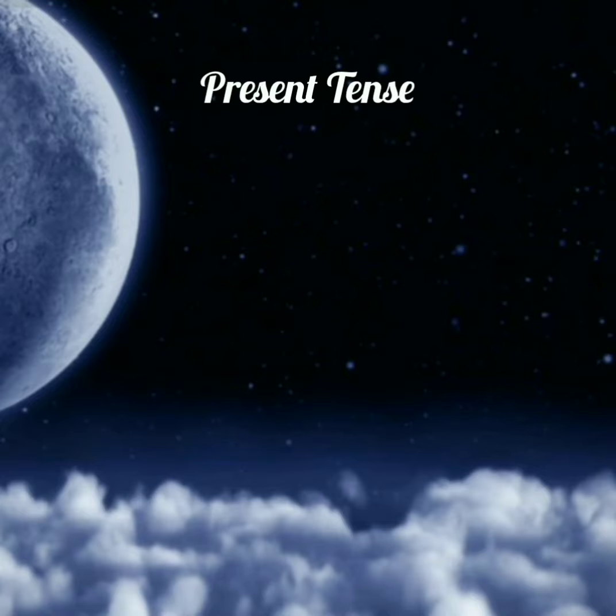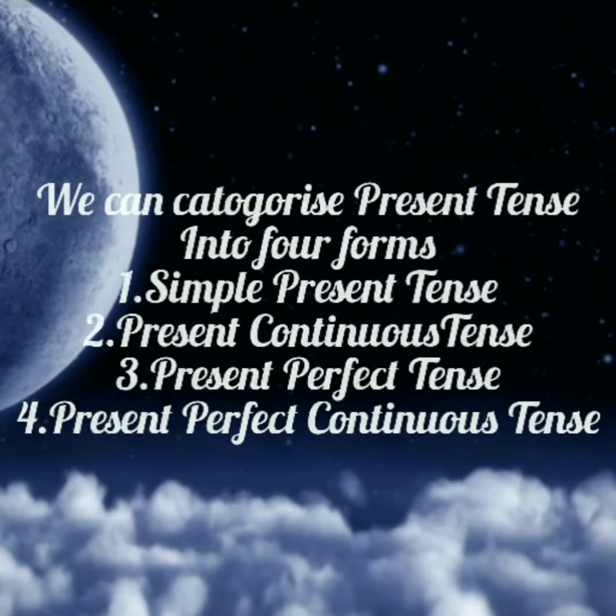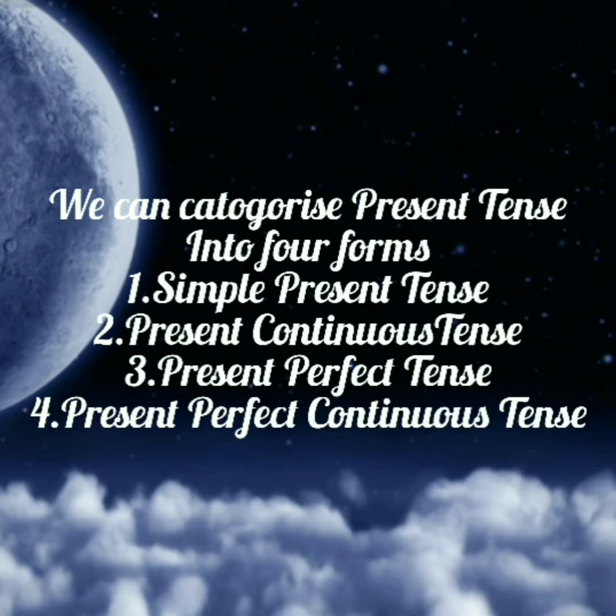The first category is present tense. We can categorize present tense into four forms. The first one is simple present tense, the second one is present continuous tense, the third one is present perfect tense, and the last one is present perfect continuous tense.